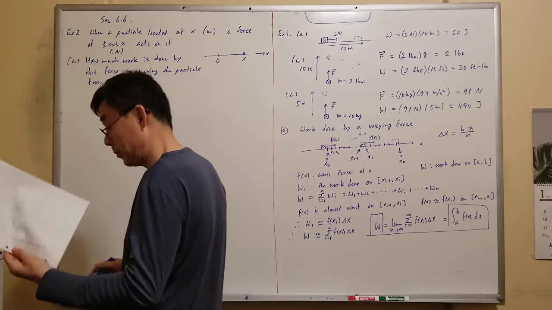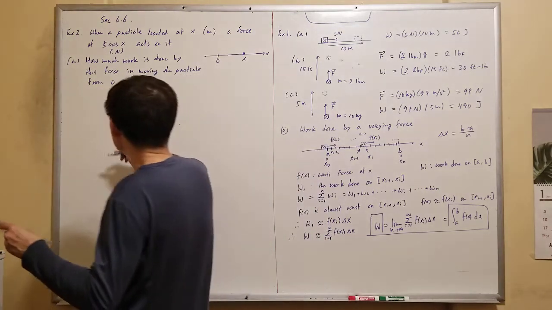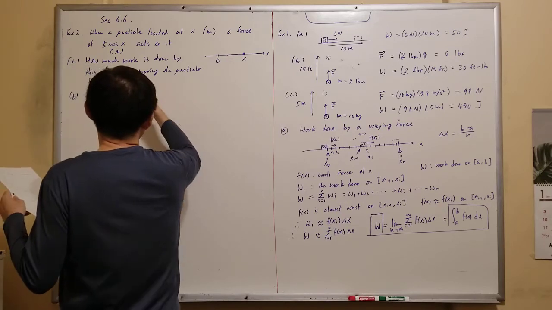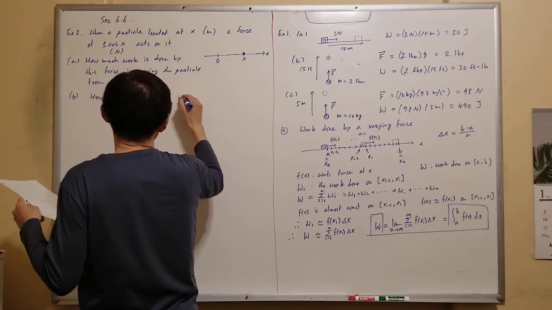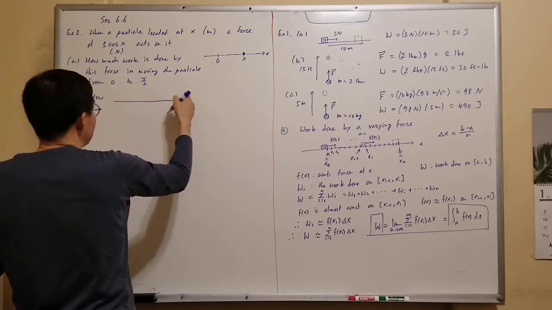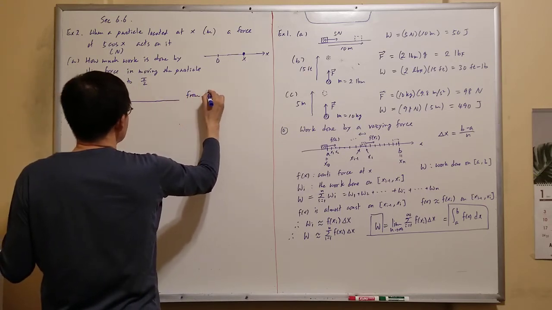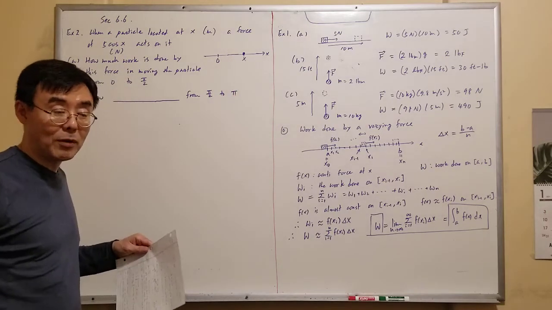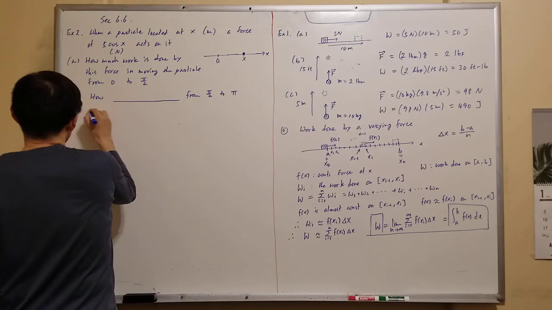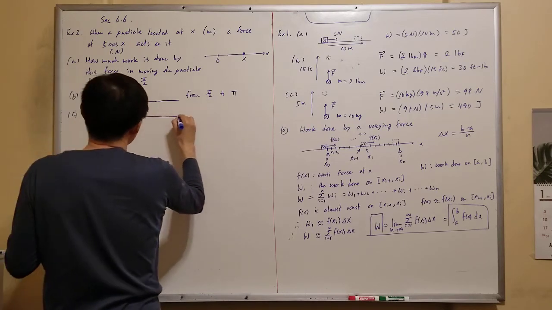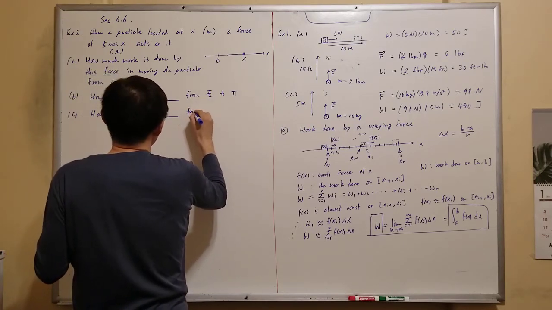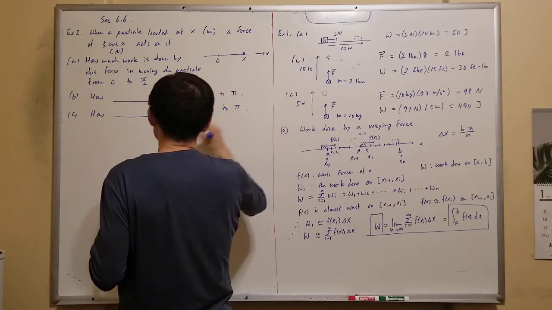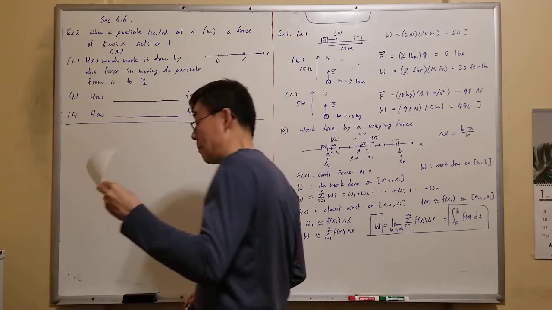Then, and also part B: how much work is done by the same force in moving the particle from pi over 2 to pi, about 1.57 meters to 3.14 meters? See how much work is done by the force in moving the particle from 0 all the way to pi. Okay, let's do this example.